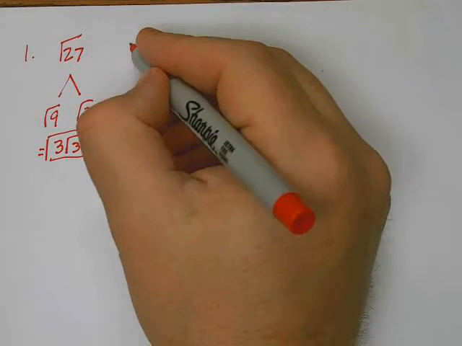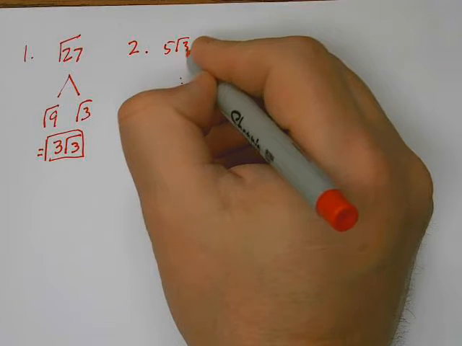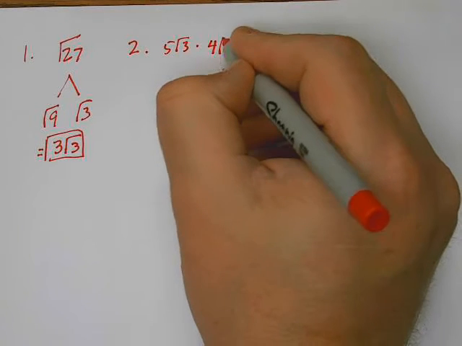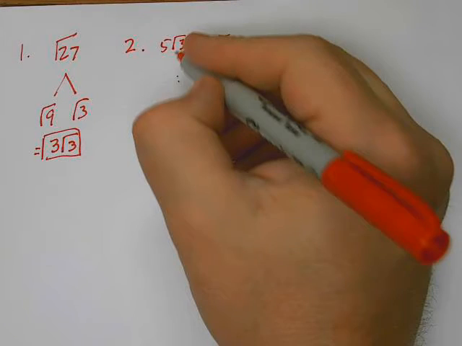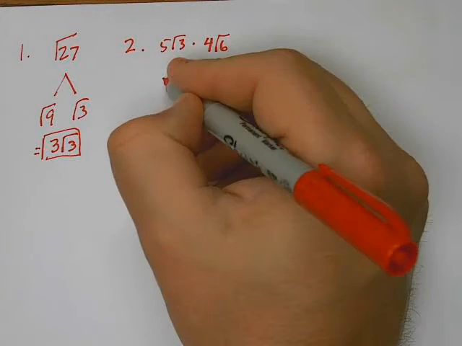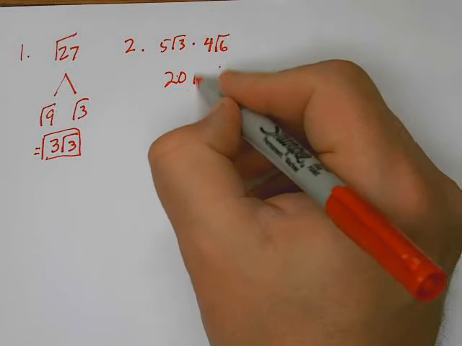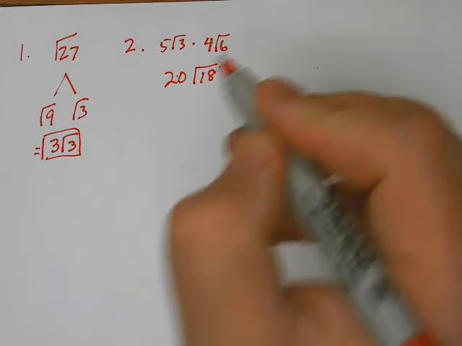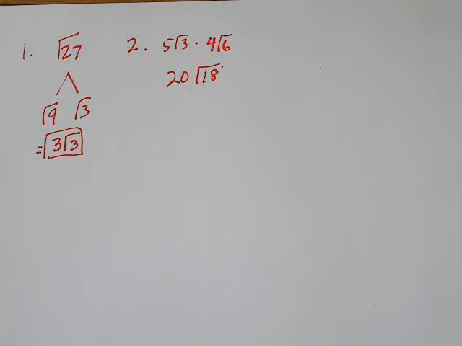Let's take a look at number 2. We've got 5 radical 3 times 4 radical 6. Treat the radicals just like you would a variable. So the 5 times the 4 is 20. And then the square root of 3 and the square root of 6 is the square root of 18. It stays underneath the radical sign. Now, normally we would be done right there. However, the square root of 18 can be simplified.